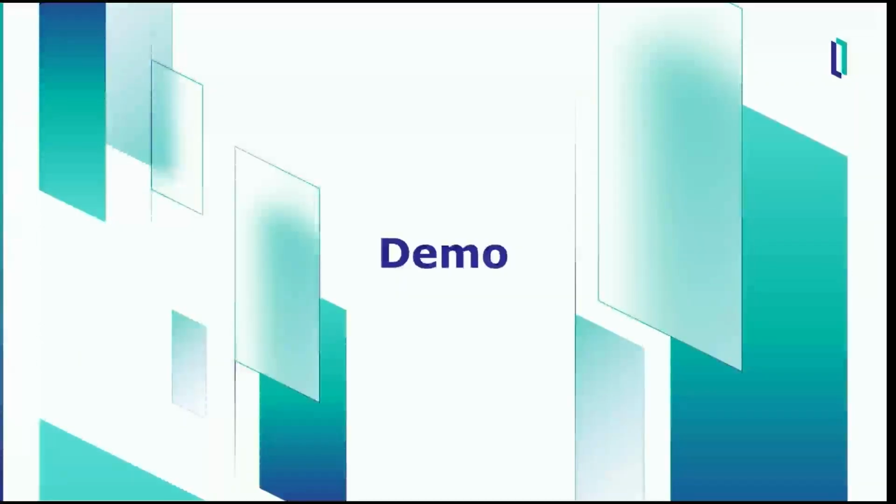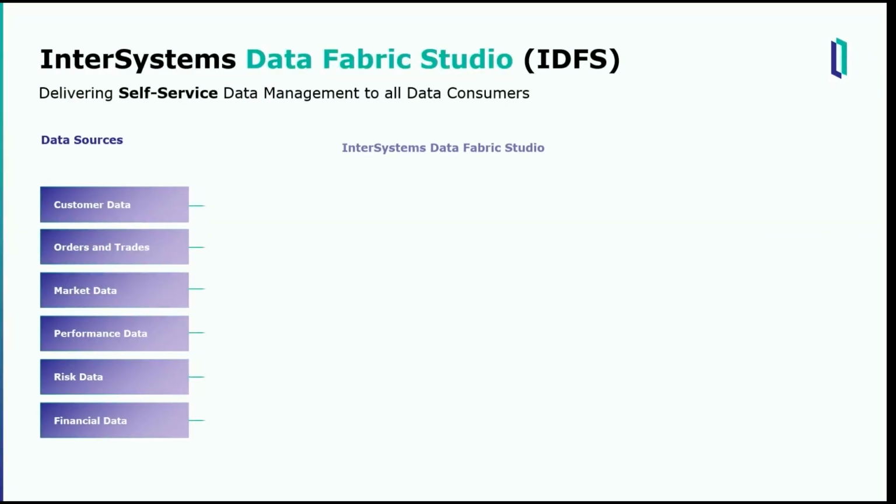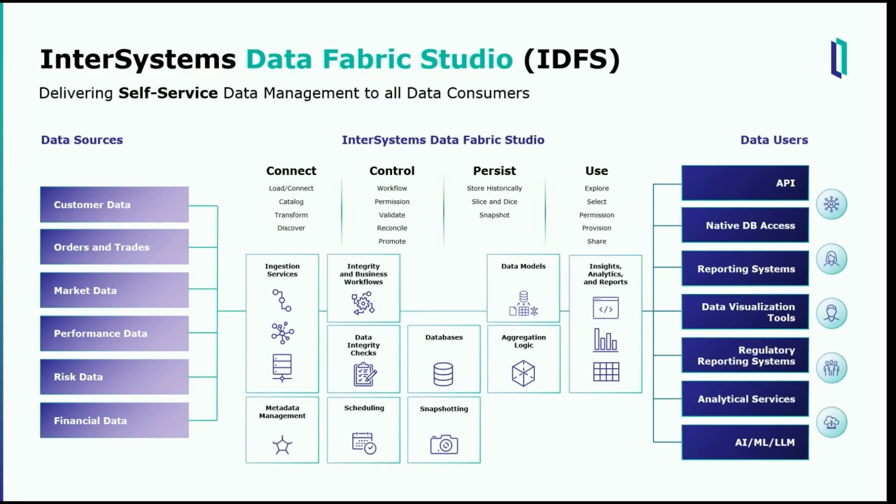Okay, yes. To recap, in this diagram above, you can see on the left-hand side, those are the data sources. That's where we'll be wanting to pull in data from. On the right-hand side, those are systems or applications that we'll be wanting to use that data. In the middle, that's where InterSystems Data Fabric Studio, or IDFS, lives. IDFS has all of these capabilities to connect out to those data sources, pull that data in so that you can control it, persist it, and then use it either with features within the application itself or by connecting out to external applications or systems.